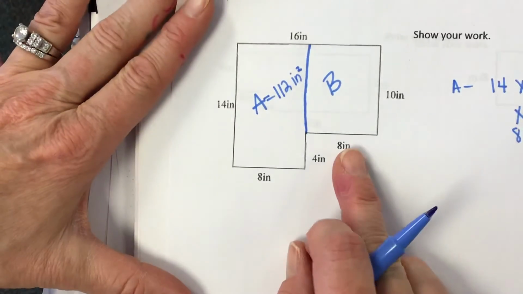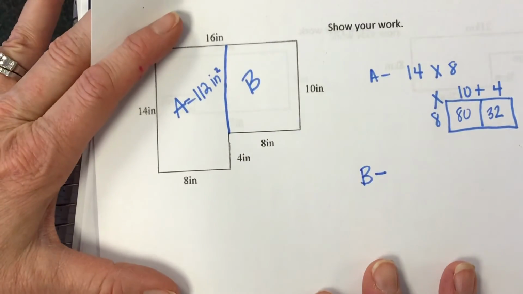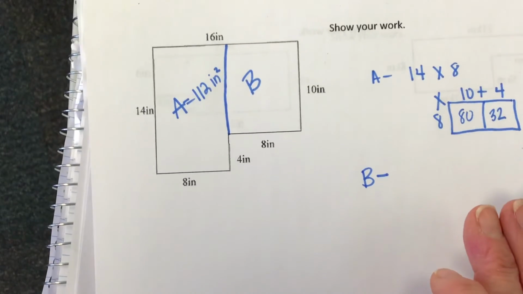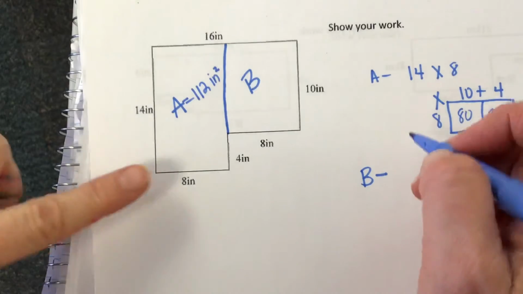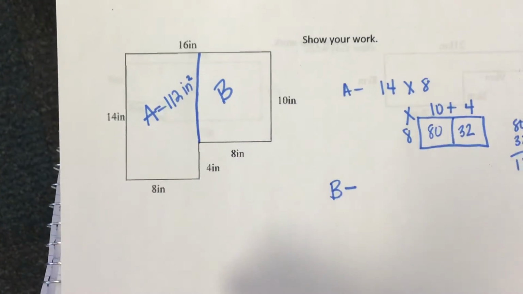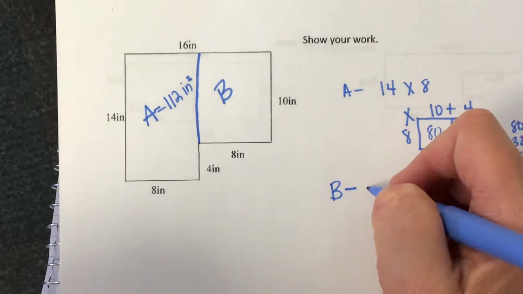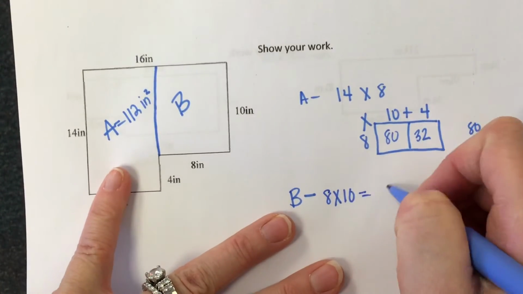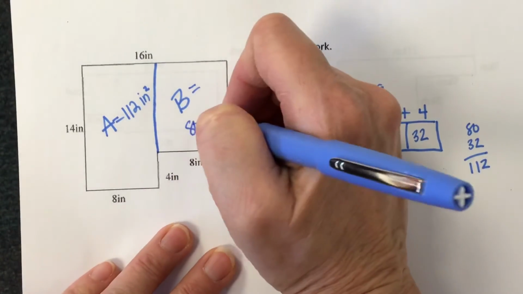Okay? What about rectangle B? What is the area for rectangle B? Who can help me? Callie, what are my dimensions for rectangle B? Well, that's not the dimensions. That's the area. And remember, the word dimensions means the length and the width. What are the dimensions for rectangle B? 8 times 10. Very good. 8 by 10, and that equals 80 inches squared, or 80 square inches.